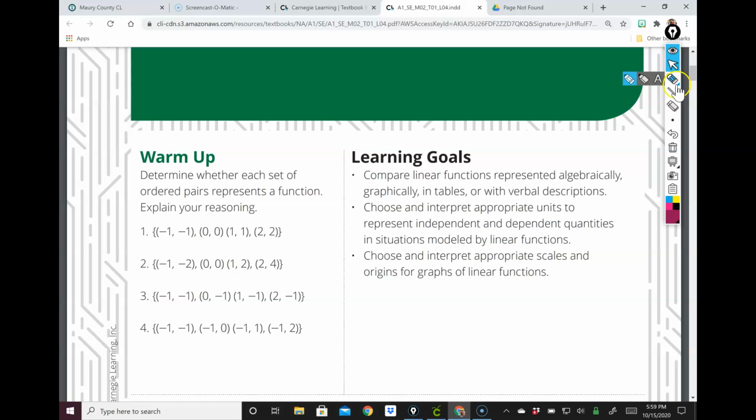Explain your reasoning. Remember that a function is where your domain is not repeating, or you could say that exactly one output is matched to one input. I like to look at my x values. I notice that they're all different. They're not repeating, so I have a function.